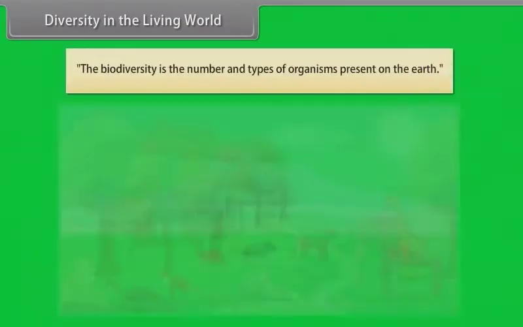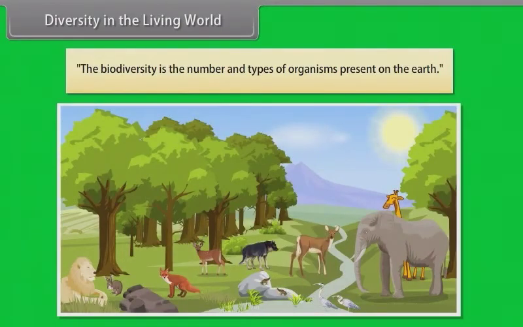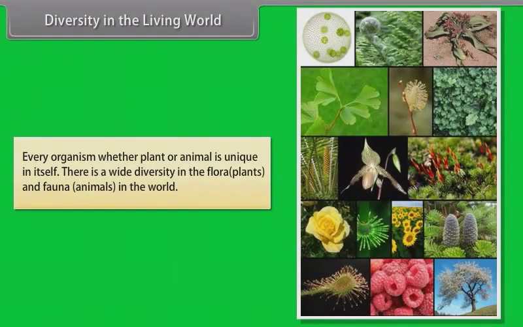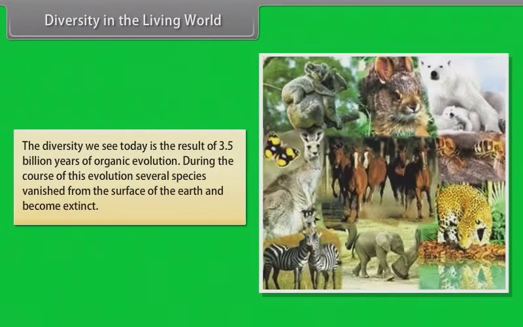Diversity in the living world. Biodiversity is the number and types of organisms present on the earth. Every organism, whether plant or animal, is unique in itself. There is a wide diversity in the flora, plants, and fauna, animals in the world. The diversity we see today is the result of 3.5 billion years of organic evolution. During the course of this evolution, several species vanished from the surface of the earth and became extinct.